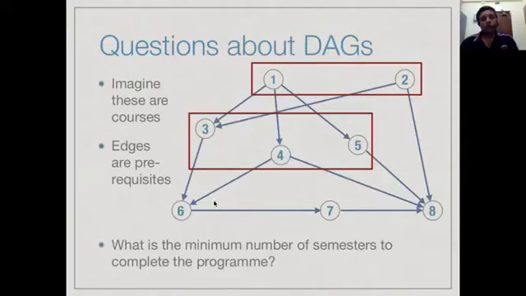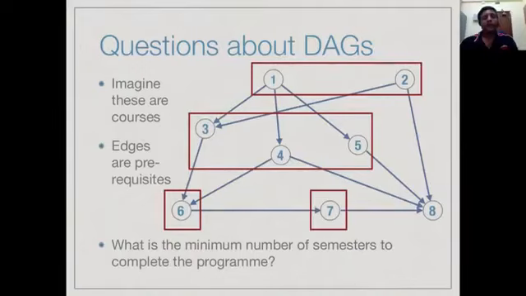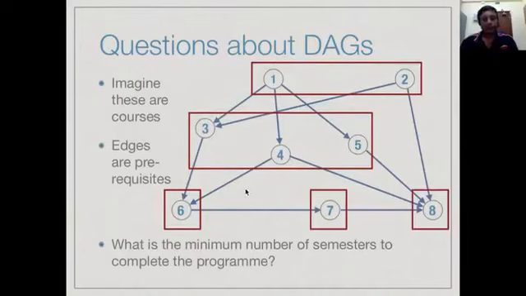Now the only course for which all prerequisites are satisfied is 6, because 7 requires 6 which has not been done, and 8 requires 7 which has not been done. So in the third semester, I'm stuck with doing only one course, namely 6. In the fourth semester, I can do 7. And finally, after 5 semesters, I can complete these requirements.